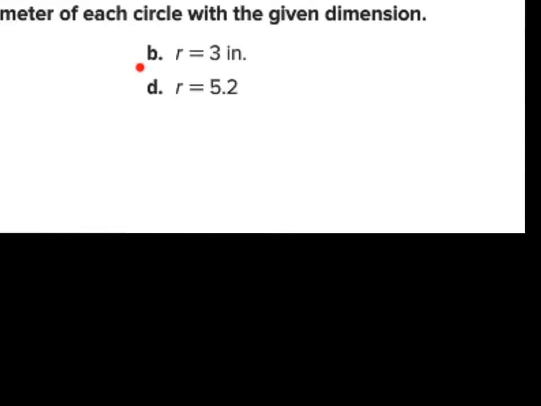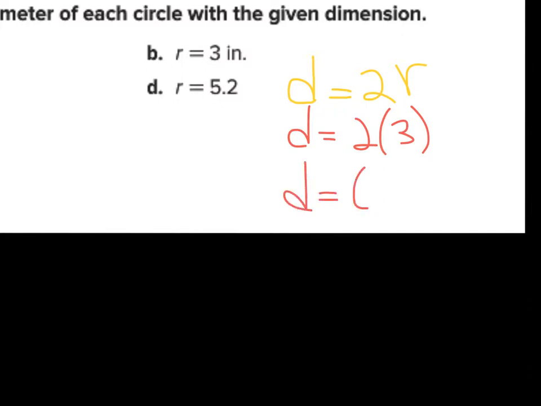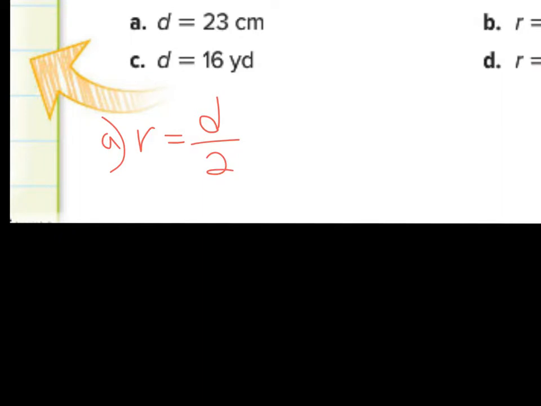For B, we're given the radius, so we're looking for the diameter. So we're going to use the diameter equation, where diameter equals 2 times the radius. So we replace the r with our 3, which is our radius. Radius is 3, so let's replace the radius with 3. And we get diameter equals 6 inches, correct? Right there, inches.